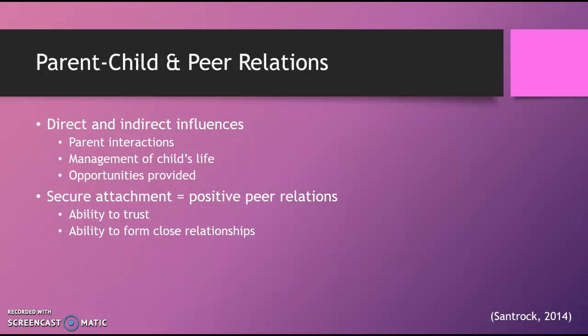Parent-child and peer relations. Parents have both direct and indirect influences on the way that peers interact and as well as who children become friends with. This is influenced by the parent interactions, as that's how the child learns to interact with their peers. Also, the management of the child's life will have an impact on the opportunities provided to socialize. So if a child is not frequently brought to the park, obviously they will not have an opportunity to interact and grow friendships with children that frequently go to the park, for example.